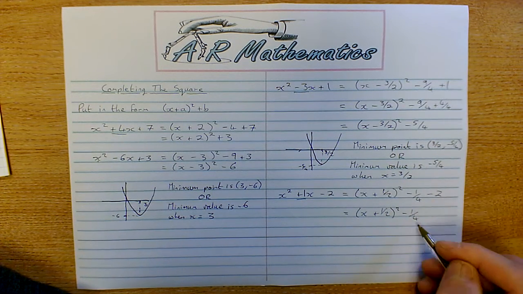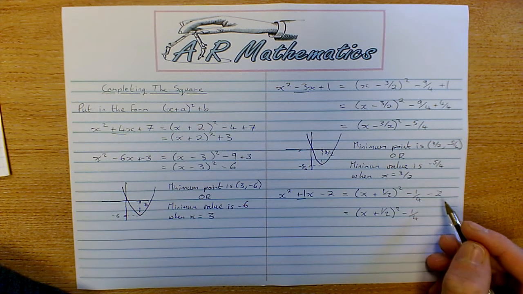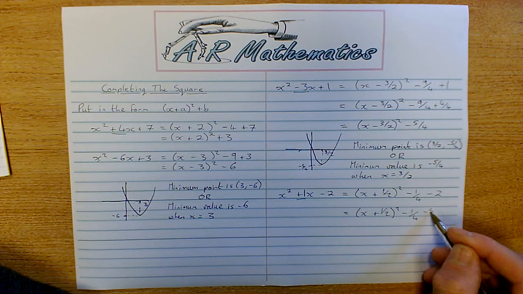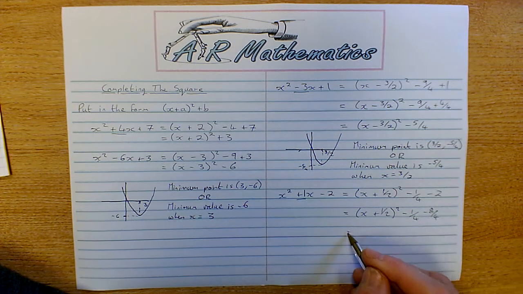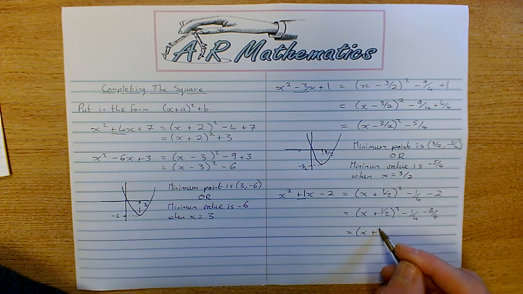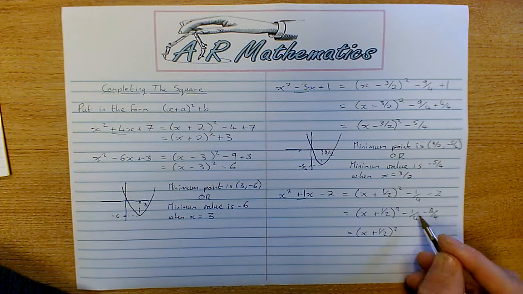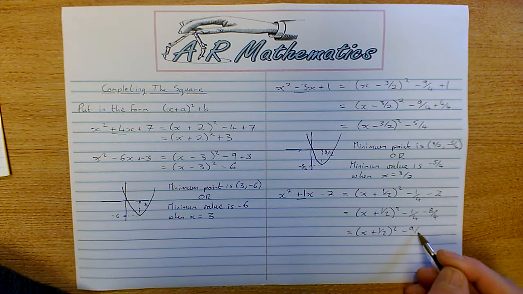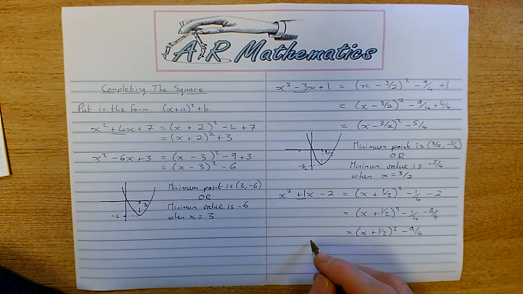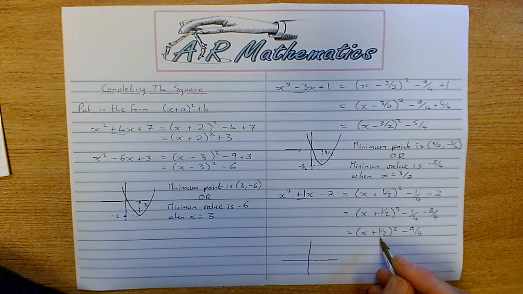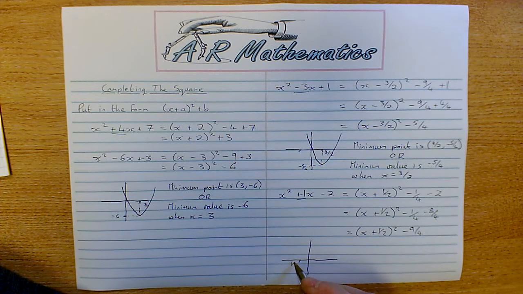Again, I'm dealing with fractions here, so I'm going to write 2 in terms of quarters. So if every one whole is 4 quarters, then 2 wholes are 8 quarters. And when I tidy this up, I get x plus a half, all squared, minus 1, take away another 8, is minus 9 quarters. So if I sketch my curve, this now goes a half to the left. So that's at minus a half, and 9 over 4 down, so minus 9 over 4 down. So my minimum point is by there.